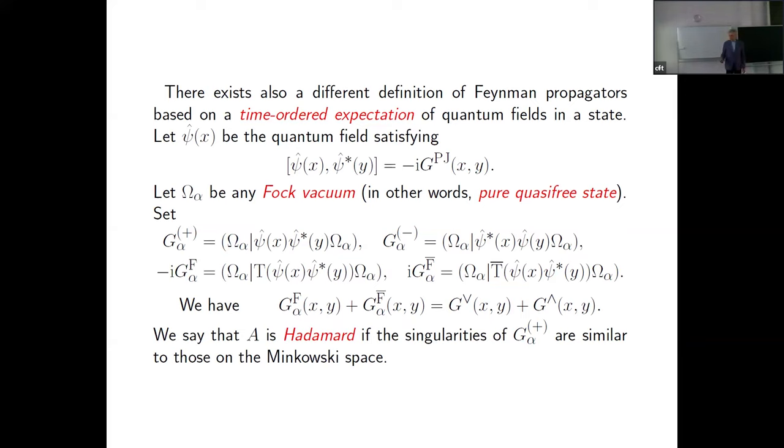Then you can define the Feynman propagator as the expectation value in this state of time-ordered fields. This propagator has a subscript alpha because it depends on the choice of the vacuum. So there are many Feynman propagators. And by the way, they will satisfy this mysterious identity: the sum of Feynman and anti-Feynman is the sum of forward and backward.